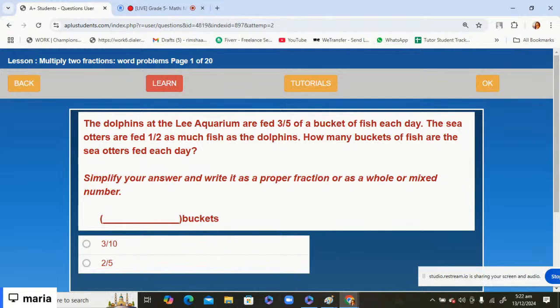Tell me the answer in the chat. Just simply multiplication. 1 by 2 times 3 by 5. It's 3 by 10 or 2 by 5. What's the answer? Multiply the numerators with each other and denominators with each other. Okay, it's 3 by 10. Very well done. Option 1, 3 by 10. Good.